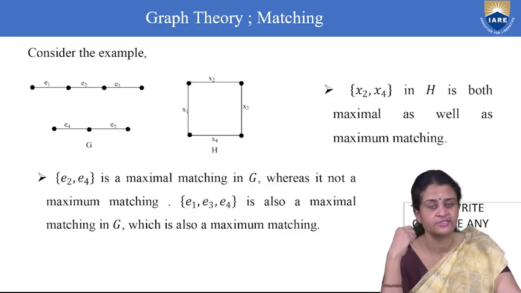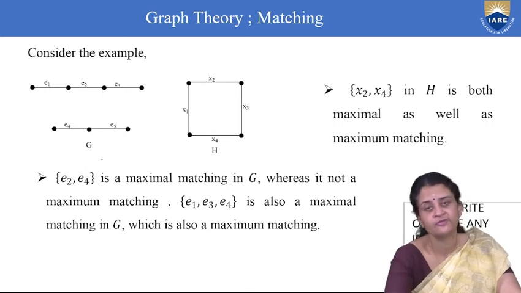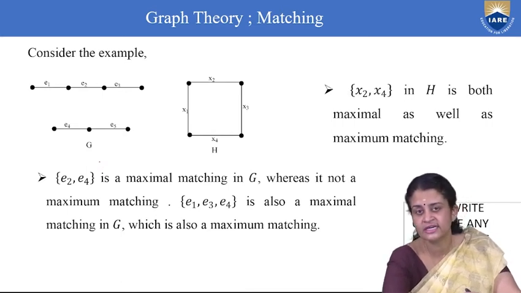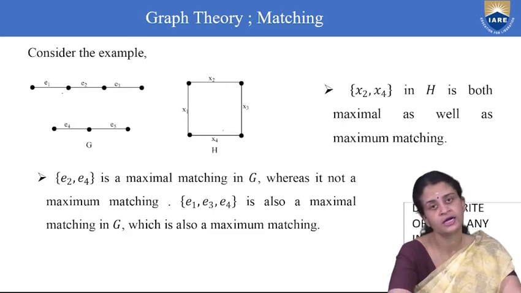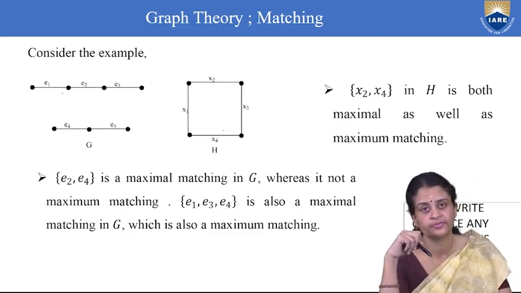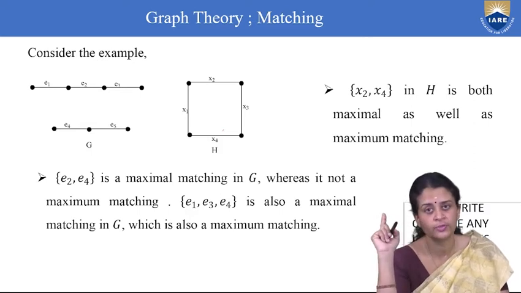Now consider these examples. Here it is a graph G. G is a disconnected graph. Why is G disconnected? Because between these two portions we cannot have any path between these two sets of vertices. This is a disconnected graph with 2 components, and this is a single graph with 1 component. Look at the first graph G with 2 components.